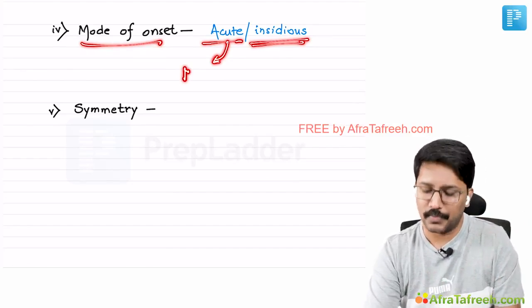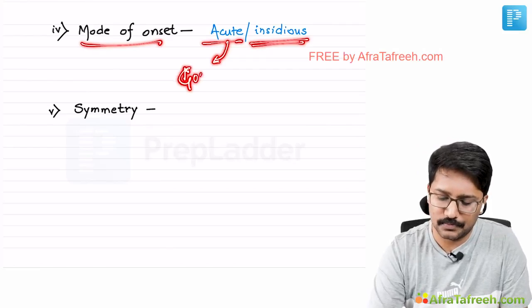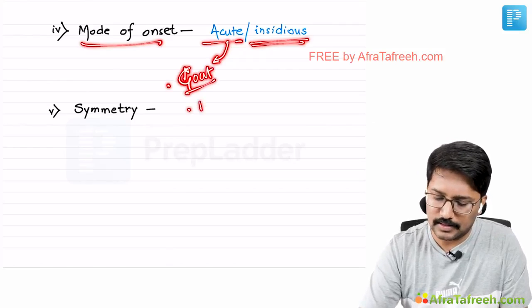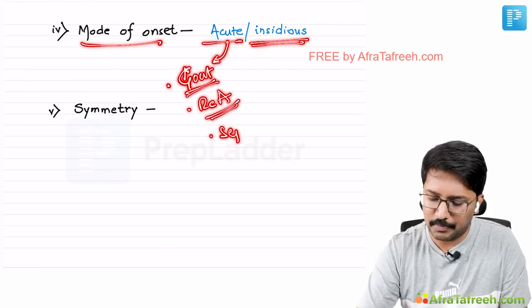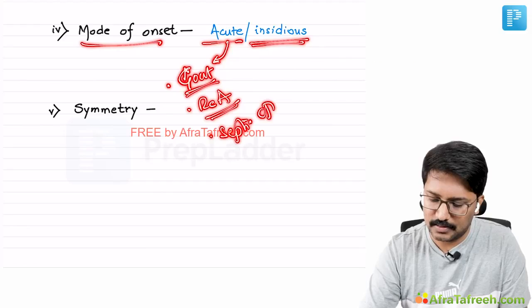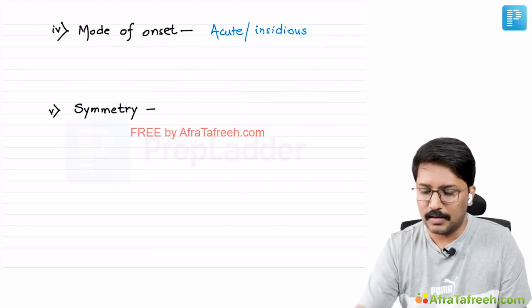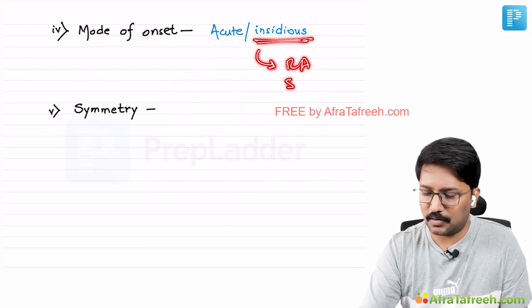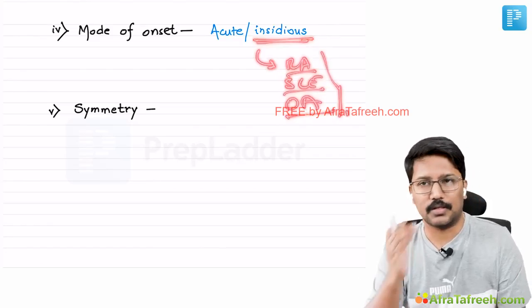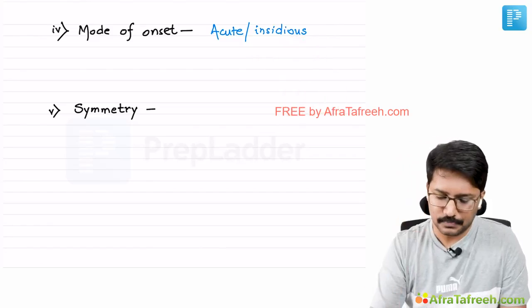So in terms of onset, acute classical examples are gout. Then the second thing is reactive arthritis, which can also present as acute. Then septic arthritis can also present as acute, right? So these are all things that should come to our mind. Most other chronic conditions are usually insidious in onset. So for example, rheumatoid or SLE or osteoarthritis, these are all insidious in onset. Okay, so that is about the mode of onset.